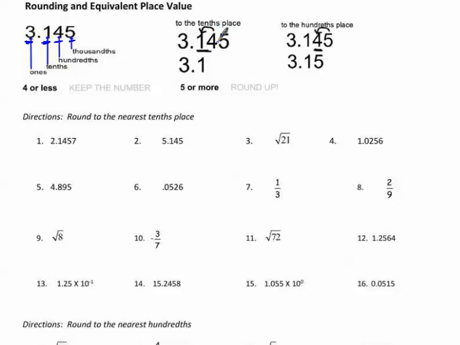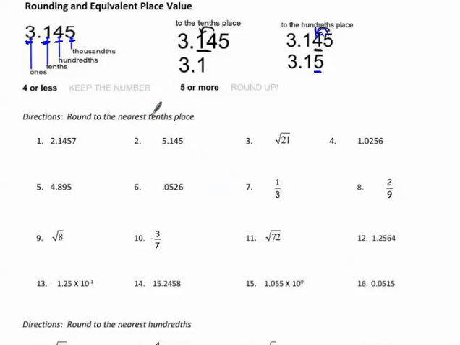So in this example, the number in the hundredths place is 4. 4 is less than 5, so I'm going to keep the 1 the same. Whereas on this one, rounding to the hundredths, I'm looking at the thousandths place. If it's 5 or more, round it up. If it's less than 5, keep it the same. So it is 5 or more, so I'm going to take the 4 and round it up to a 5.